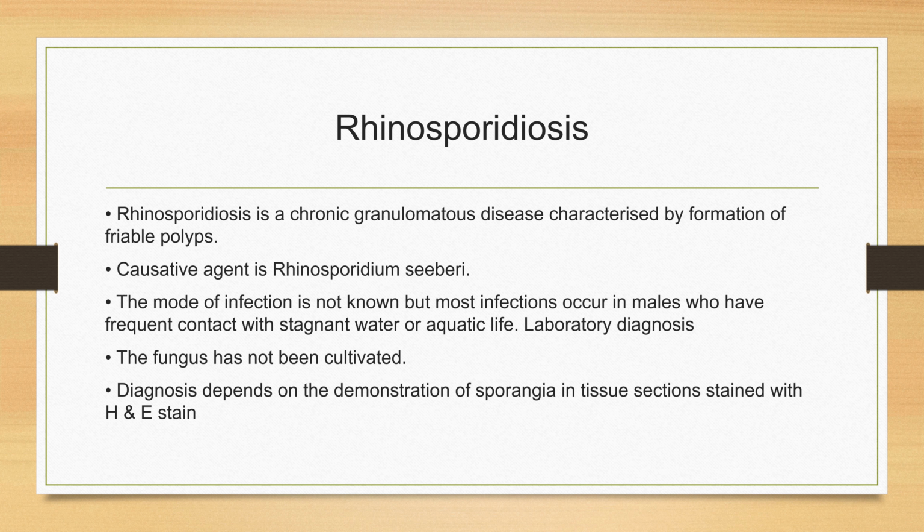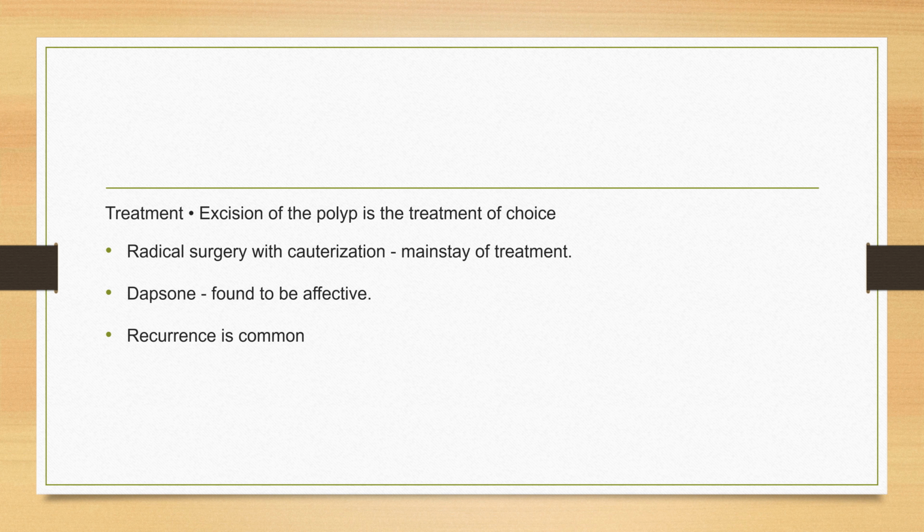Laboratory diagnosis. In this, the fungus has not been cultivated, and the diagnosis depends on the sporangia in the tissue sections stained with the hematoxylin and eosin stain. Treatment basically includes excision of the friable polyp, radical surgery with cauterization to avoid bleeding, as the mainstay of the treatment. Dapsone is found to be effective, and recurrence is basically common in these kinds of patients.